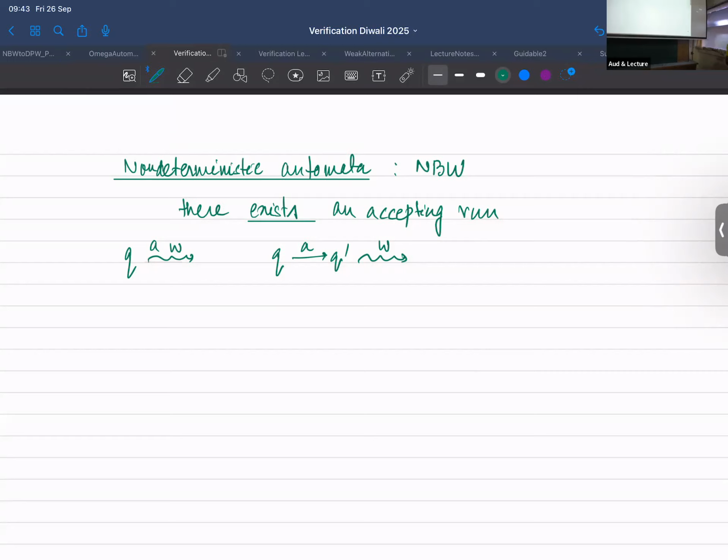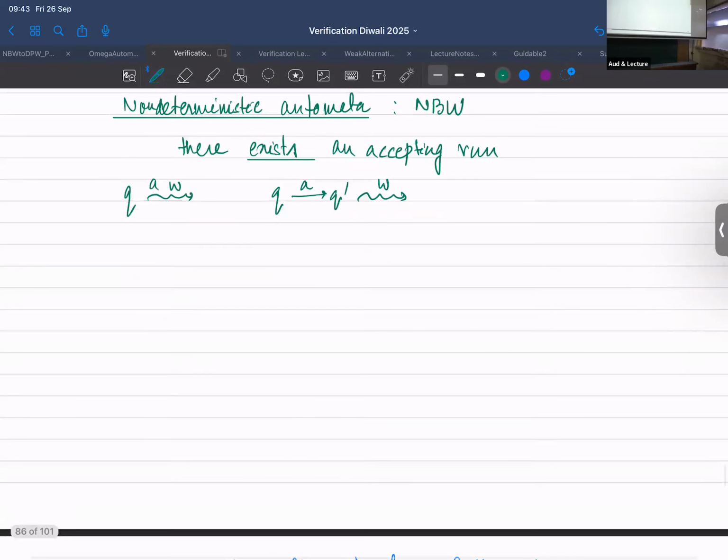So it's like at every state, for every letter, there should exist some successor, such that from that the remaining word should get accepted. So there should exist some successor at every state.